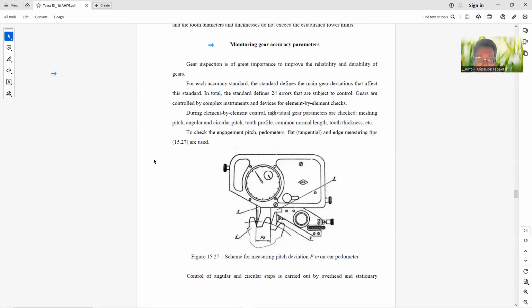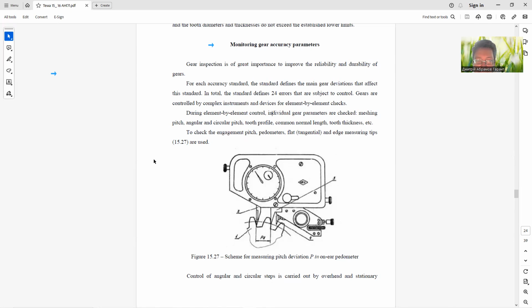Gear inspection is of great importance to improve the reliability and durability of gears. For each accuracy standard, the standard defines the main gear deviations that affect it. In total, the standard defines 24 errors that are subject to control.